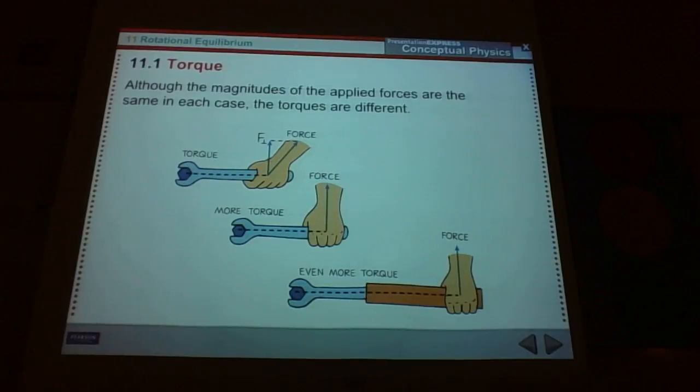Now, there are different ways to change torque. You can change the angle at which your force is applied. If you're perpendicular, then you're going to have more torque compared to if your arm is not perpendicular to the lever arm. Or you can increase your lever arm, and that creates more torque.